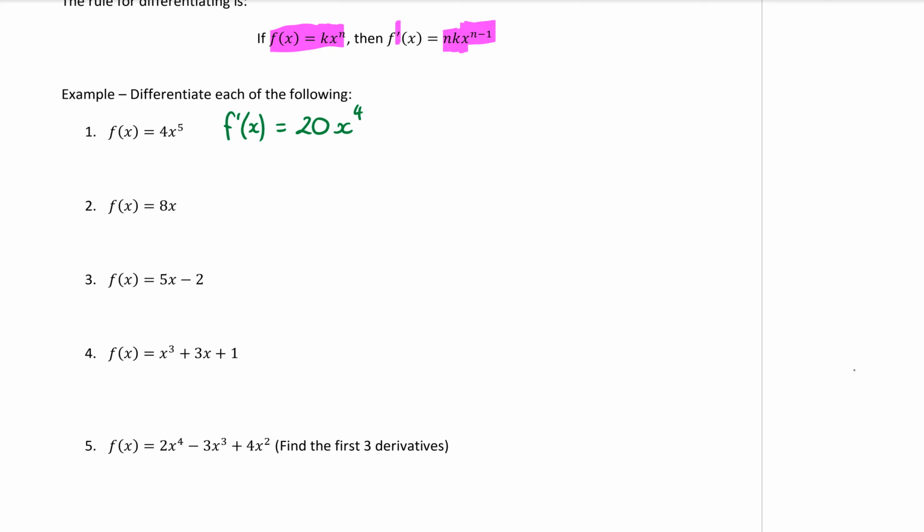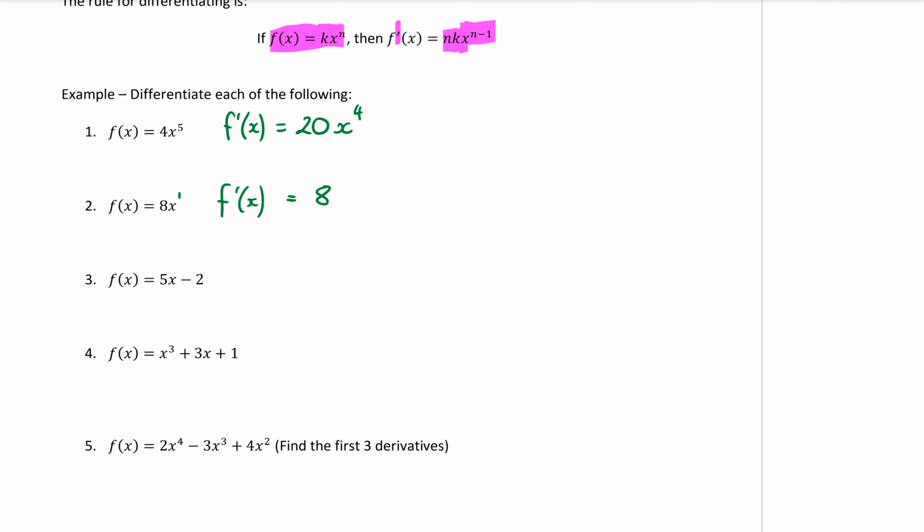For question 2, to find the derivative, f dash x equals, the power is a 1, so 1 times by 8 is still 8, and it would become x to the power of 0 because you subtract 1 from the power. But x to the power of 0 is just 1, so the answer is really just 8. So any x term, the x will disappear and it will just be the number that's in front of the x.